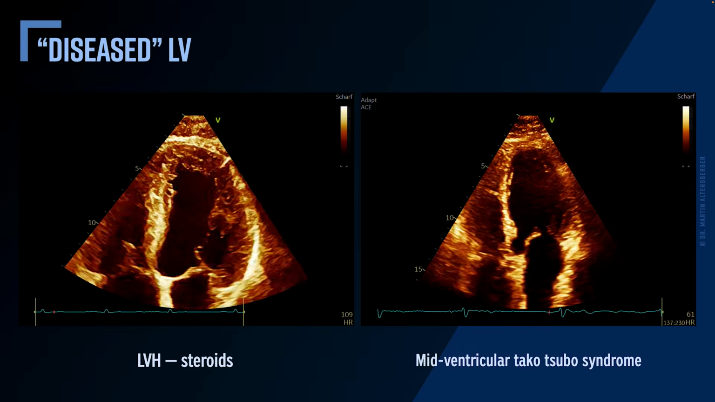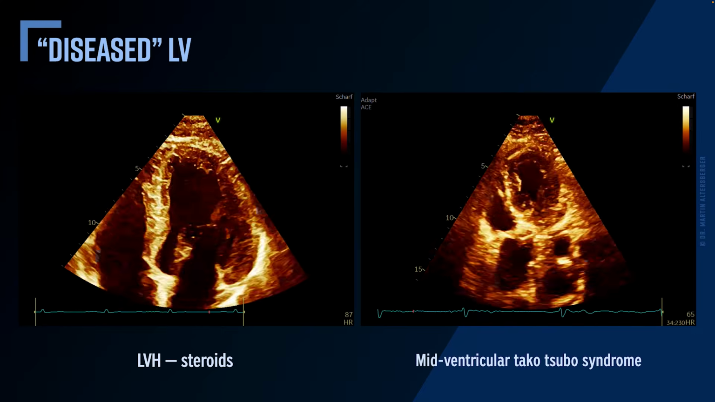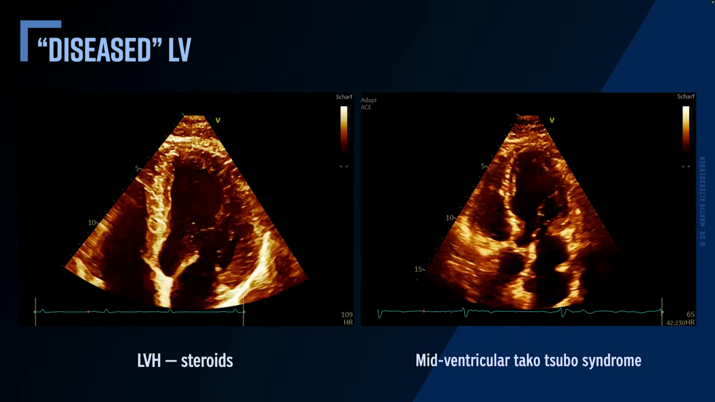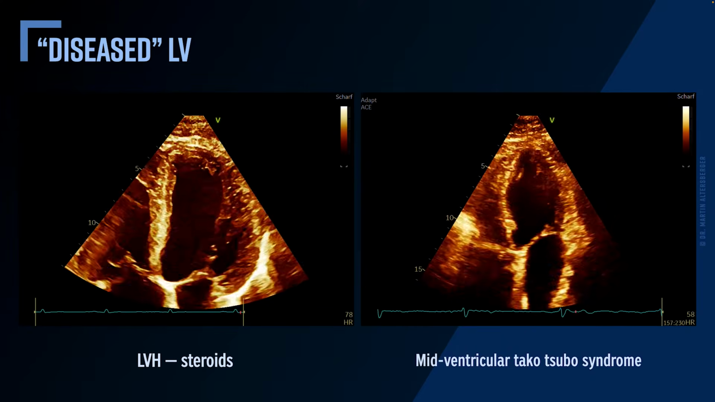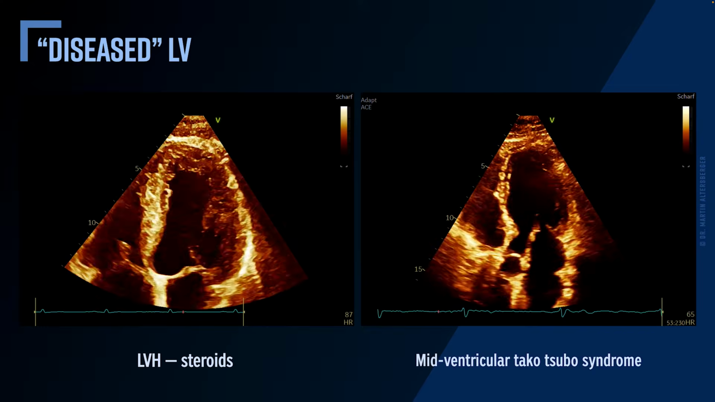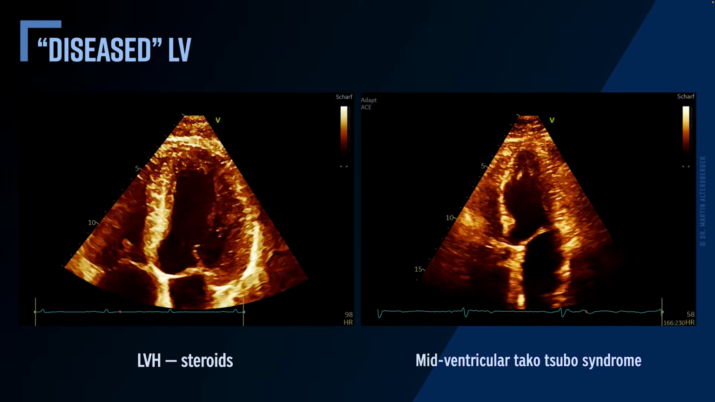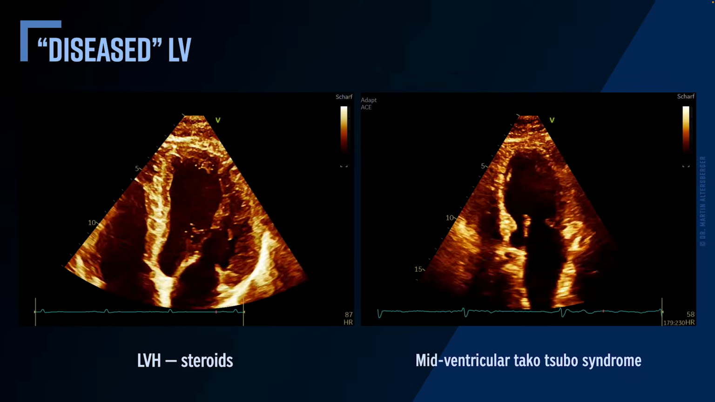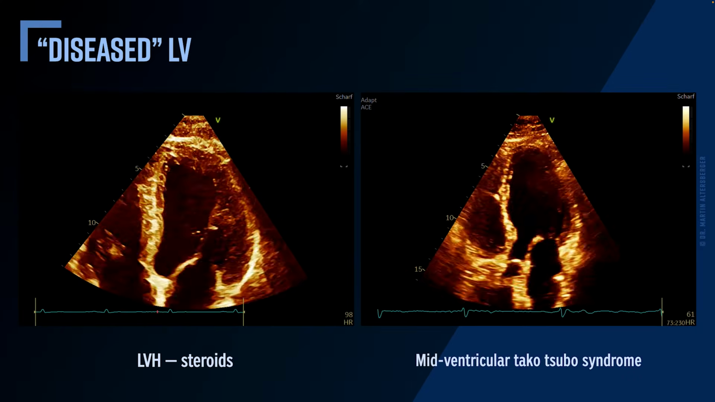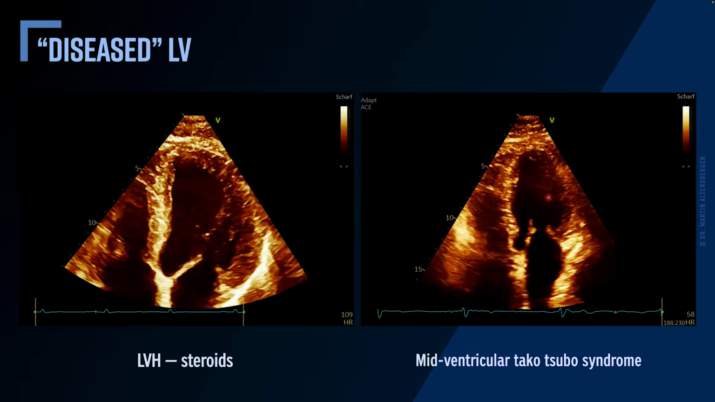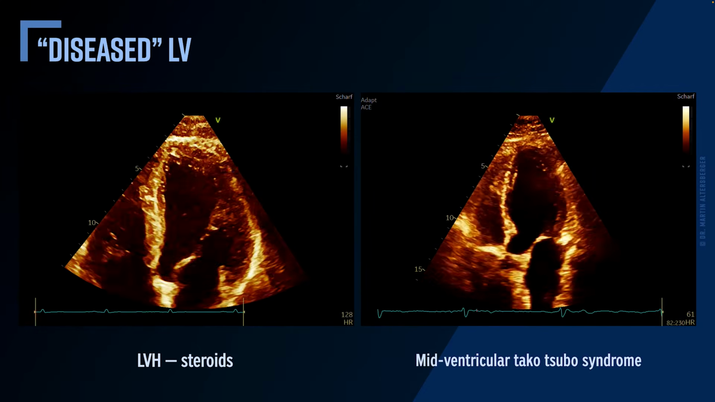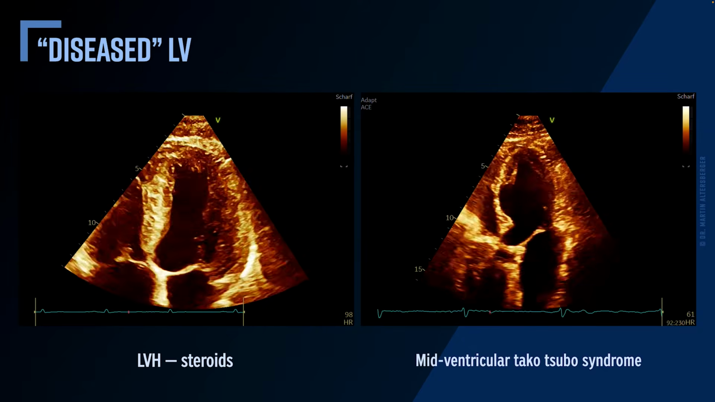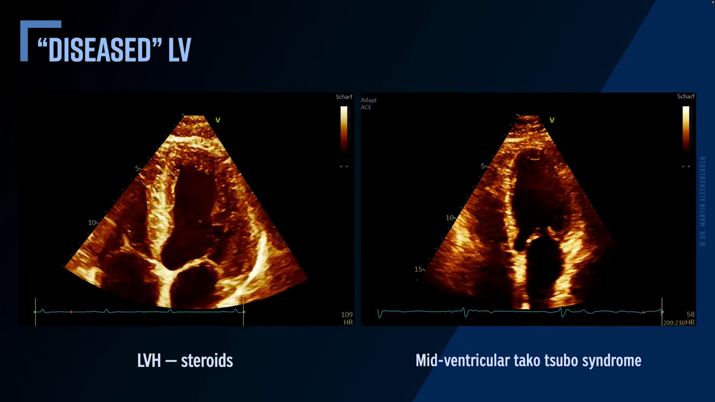On the right-hand side, you have another example of a pathological left ventricle. This was a mid-ventricular Takotsubo syndrome. So you do see wall motion abnormalities in the mid-ventricular area. So of course, that's also not normal. Here, ejection fraction is borderline, probably mildly reduced, but I would stick now to borderline. In this case, left ventricular ejection fraction is definitely normal. So we do see in both cases left heart disease, left ventricular disease.